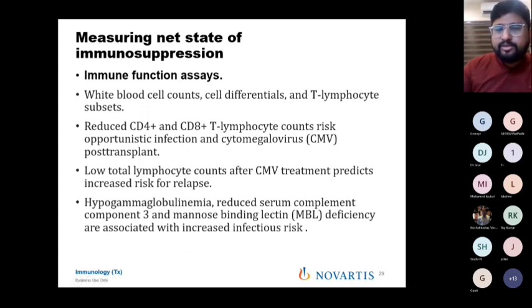Low total lymphocyte count after a CMV treatment predicts an increased risk of relapse. Patients who have hypogammaglobulinemia or reduced serum complement C3 levels or mannose binding lectin deficiencies are associated with a respective increase in infectious risks.